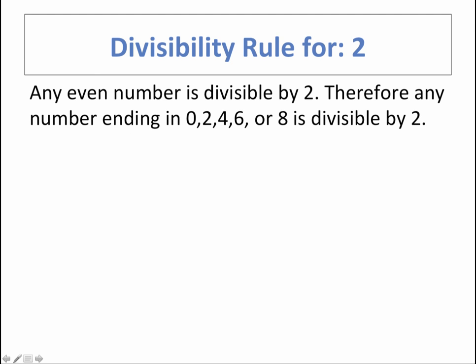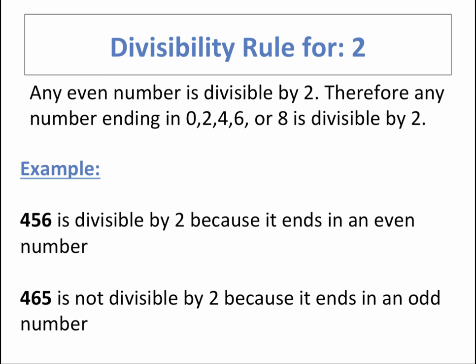The first divisibility rule is an easy one. Any even number is divisible by 2. Therefore, any number ending in 0, 2, 4, 6, or 8 is an even number and is divisible by 2. Examples are 456, which is divisible by 2 because 6 is even. 465 is not even, and therefore not divisible by 2.